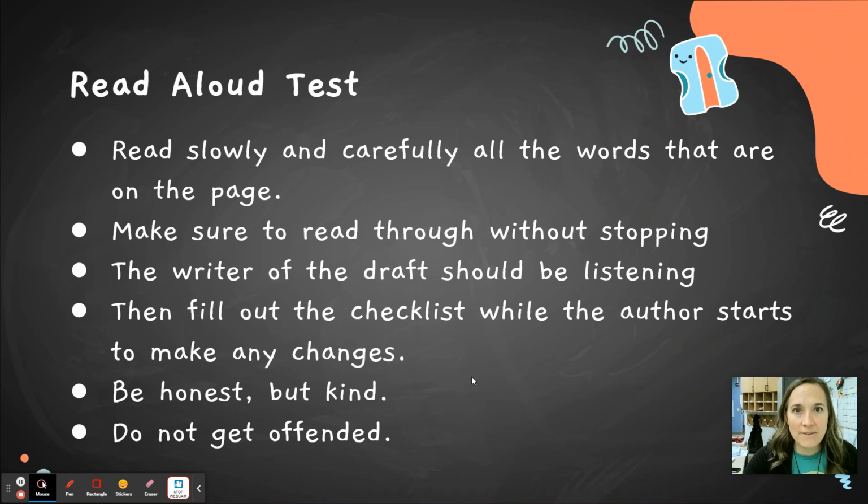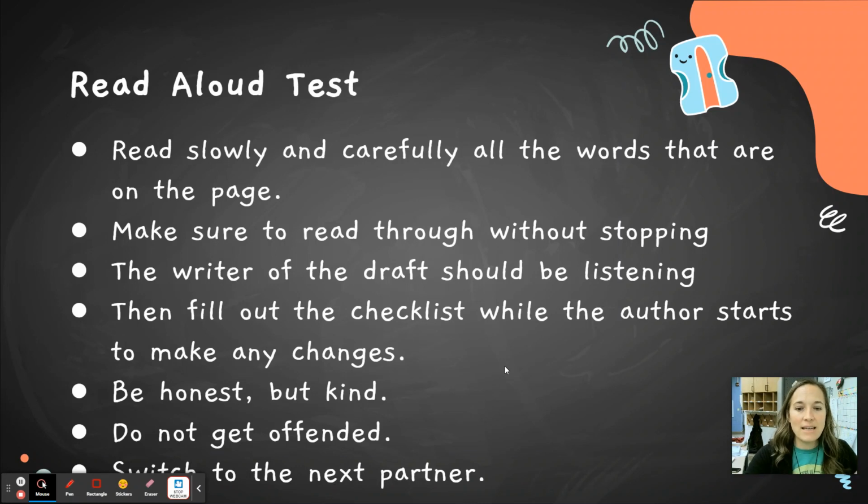Everyone is going to have something to fix. Even I make mistakes. Remember, at least 3 a day. So it's important that you don't get offended. Just go with the flow. They're there to help you, and make sure then you switch to the next partner, okay? So now it's your turn to make sure that they did a high quality job.